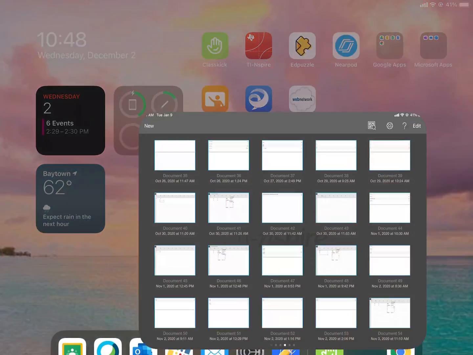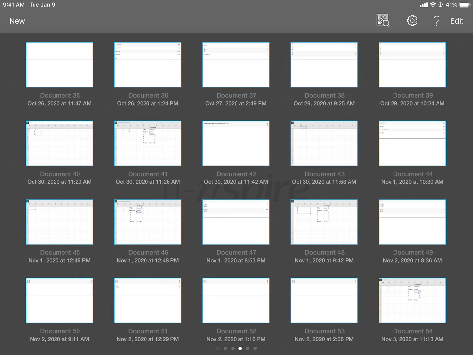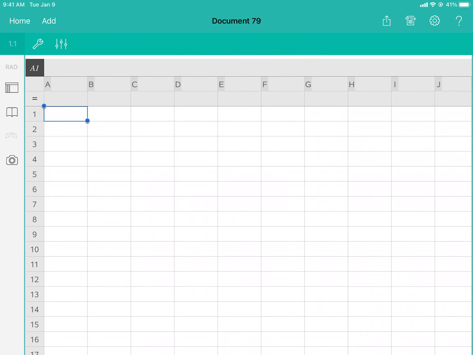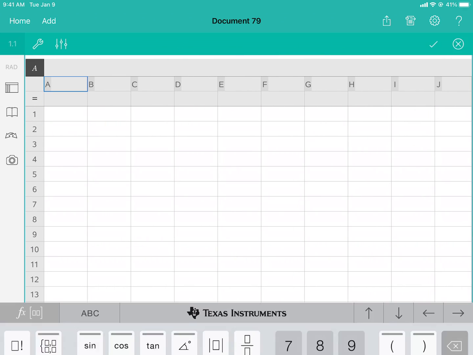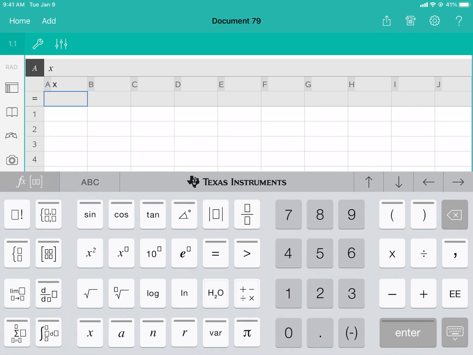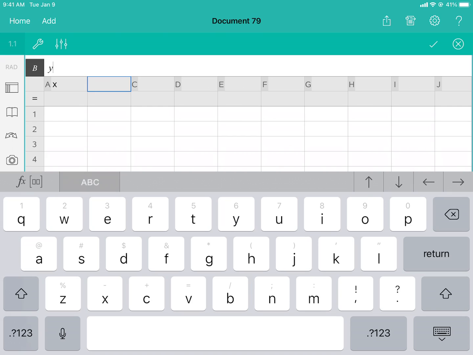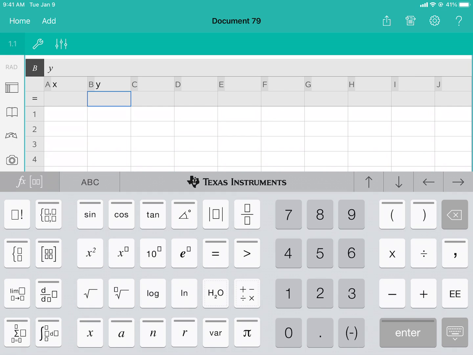So I'm going to go to my calculator on my app. I go to New Document. I want to go to Lists and Spreadsheets. From here, I want to go up to where A is highlighted, double tap, and we're going to put X, enter. Where B is highlighted, we're going to put Y, and enter. Under the A and X column, I'm going to type in everything that was in A. Under the B and Y column, I'm going to type in everything that was in B.